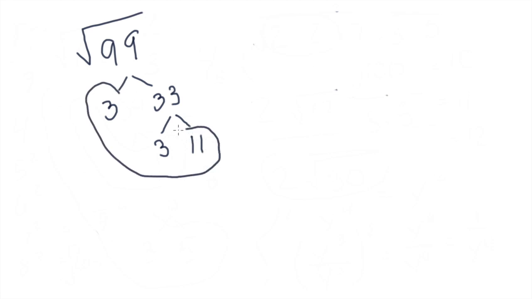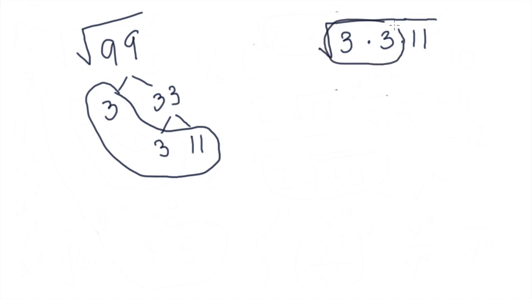We're going to circle our branch points, and we're going to rewrite them all underneath the square root, like this. We're going to circle our pair. So 3 times 3 is our pair, which means we can take out a 3, and we can leave the 11 in the square root.